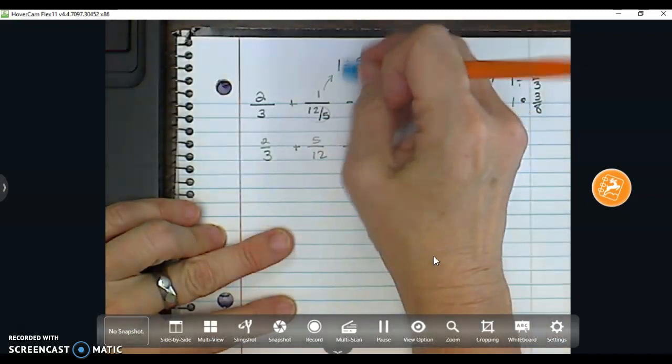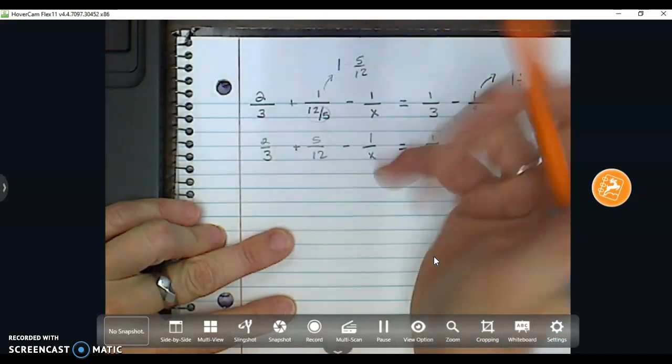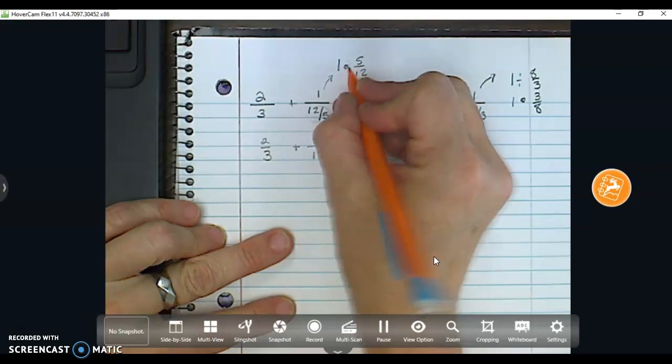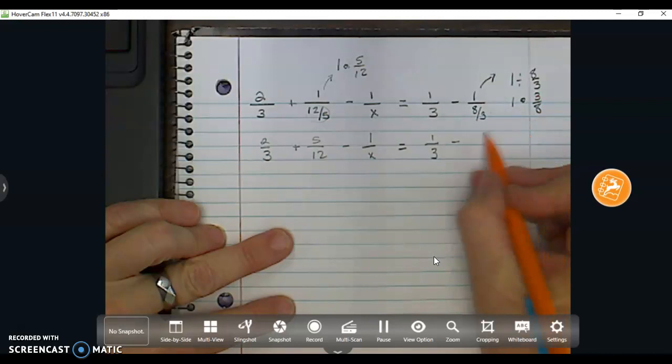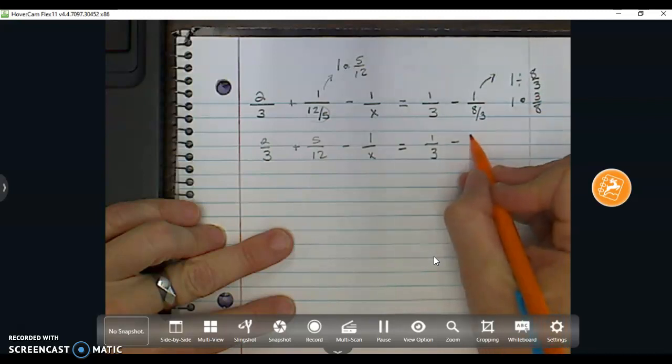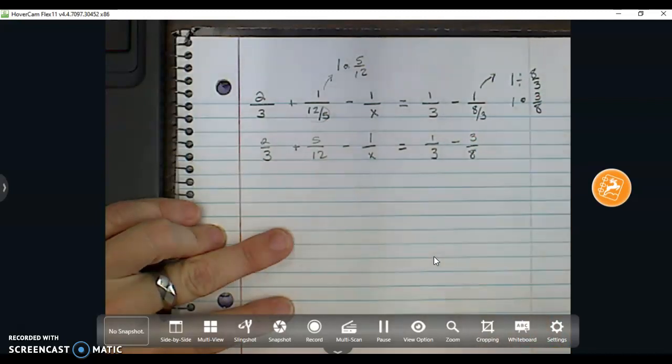Sorry, I jumped the gun on this when I was writing. So that winds up being times. Okay, so that's minus 1 times 3/8, or 3/8.